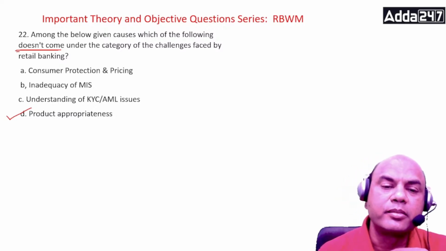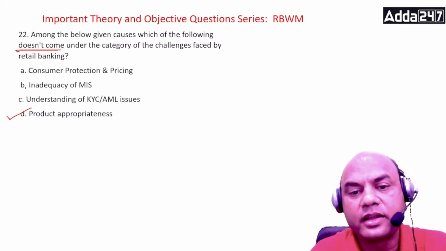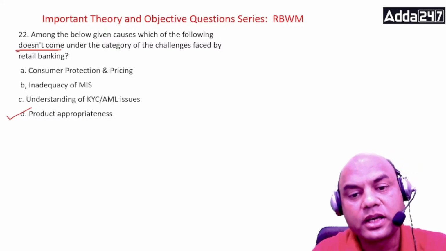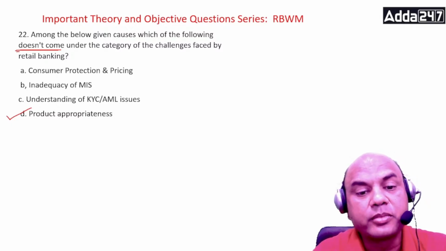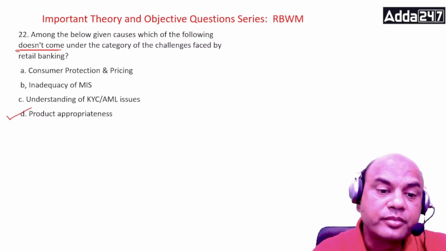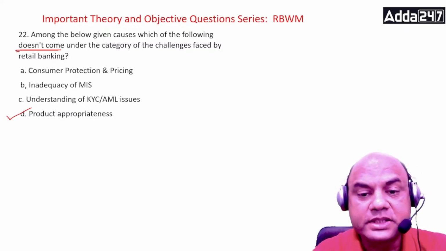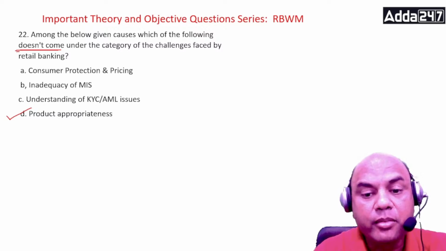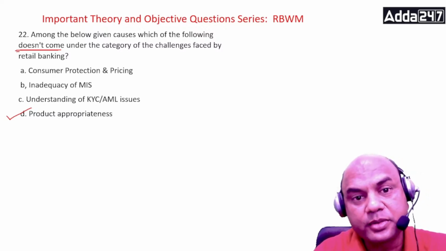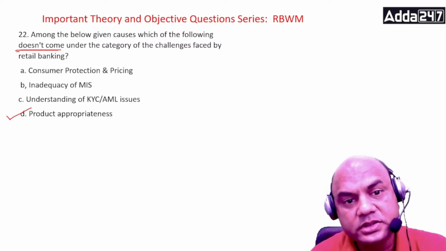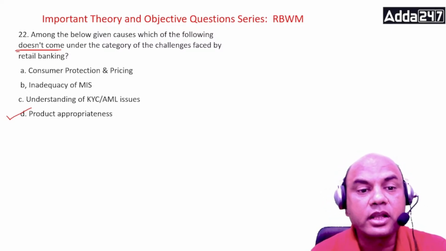So all these remaining three are the factors that subscribe to retail banking in India: presence of an efficient delivery mechanism, product appropriateness, pricing, scoring models for assessing creditworthiness, consumer protection environment. Challenges of retail banking are consumer protection, product pricing, inadequacy of MIS; all these are basically your day-to-day challenges which you face. But product appropriateness is not the challenge, because that's what you have to design. If you have to continue your growth, you have to design newer products, right? So that's why the answer is D, not under the challenges.